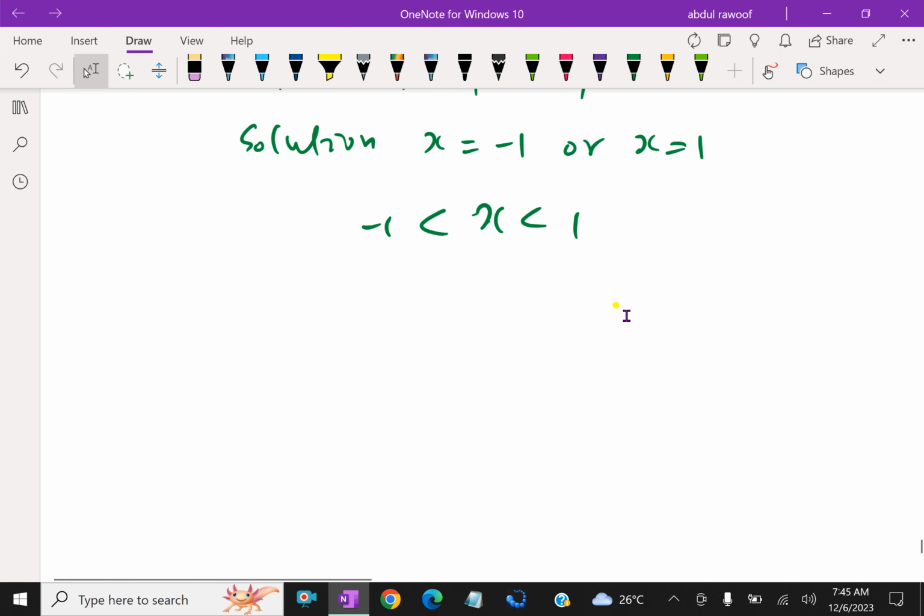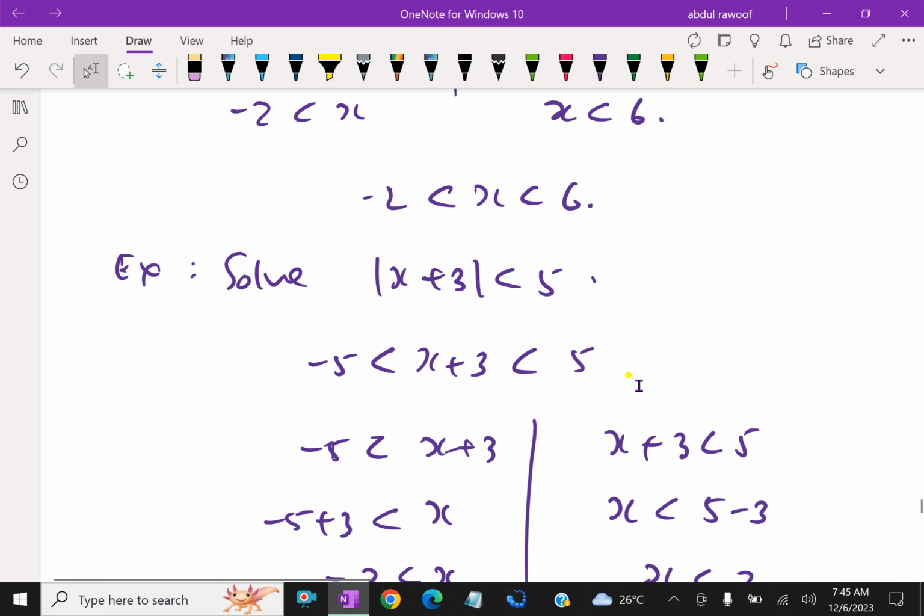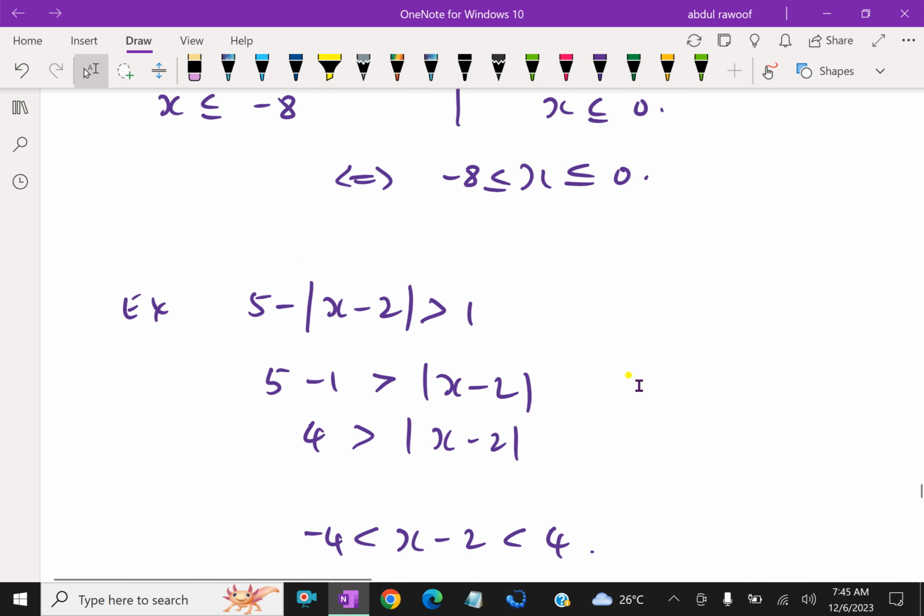So far we discussed the modulus function and solved some simple problems in inequalities. We have done.